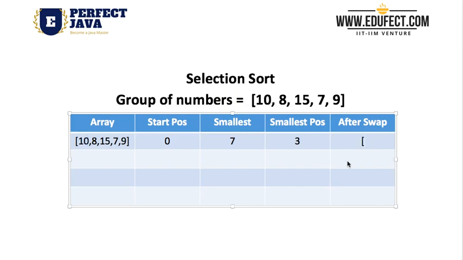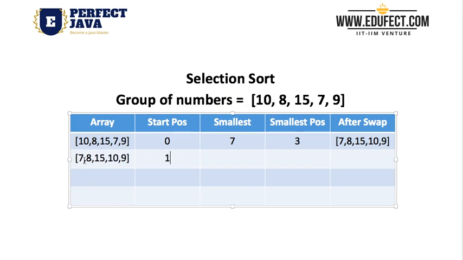So 7 will come here, 8, 15 are the same, we don't do anything with it. 10 comes in place of 7 and 9. So this is how we are at the end of the first pass. Now at the start of the second pass, the output at the end of the first pass is being used. And now our start position is 1.